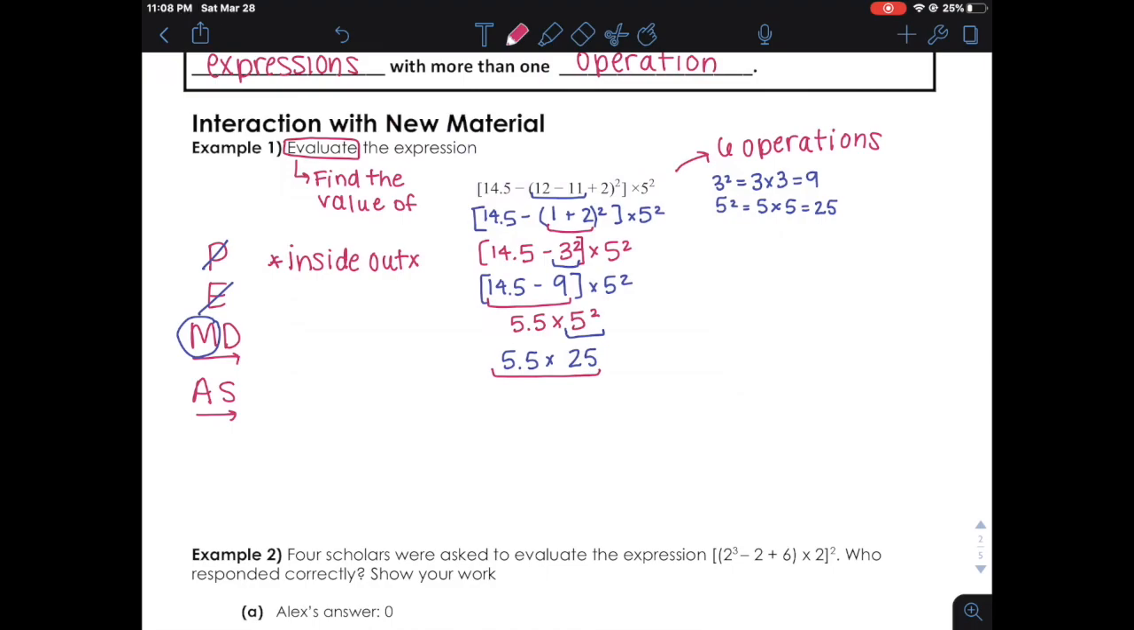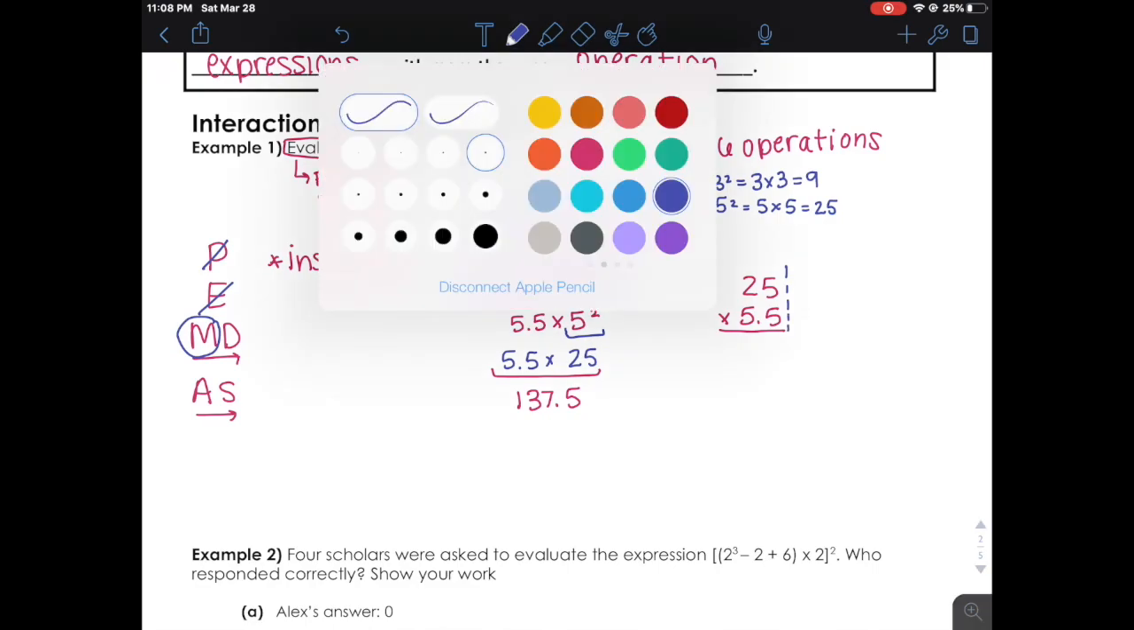25 times 5.5 gives us an answer of 137.5. And I'm going to quickly show you how I work that out here on this side. So we've got 25 times 5.5. Okay, notice that I'm lining up my digits all the way to the right of the problem. Okay, and then let's start multiplying.